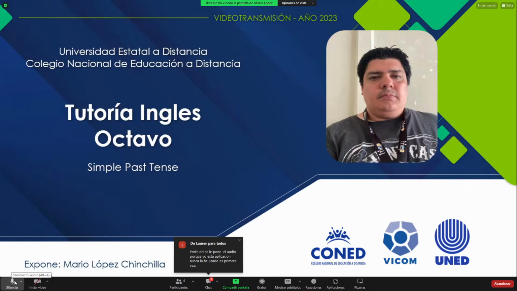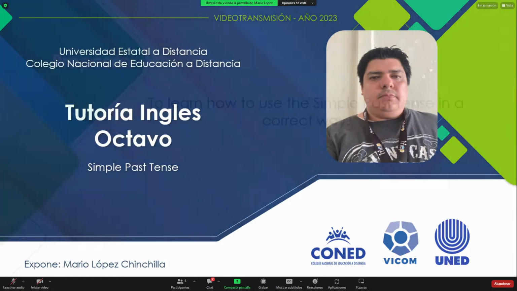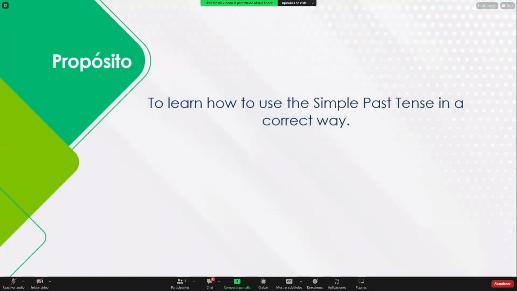Entonces, let's start. The topic for today is for 7th week of 8th grade, the simple past tense. Es un tema de la semana 7 de octavo del pasado simple.